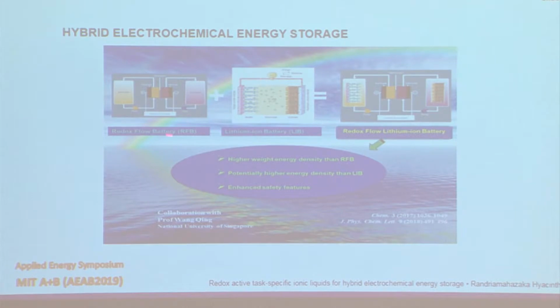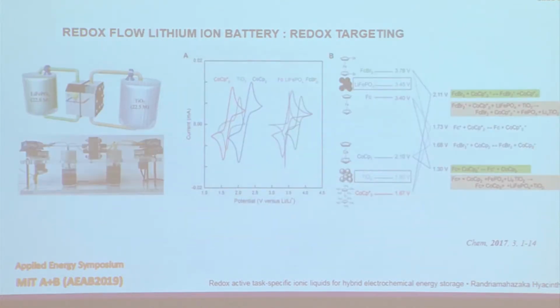And in this case, by the marriage of a redox flow battery and a lithium-ion battery, we can obtain some redox flow ion battery. And here, the main idea is that it is possible to improve not only the energy density, but also we can obtain safe devices. And when we try to investigate this new kind of system, today I will focus on the kinetics of the charging and discharging of one active material.